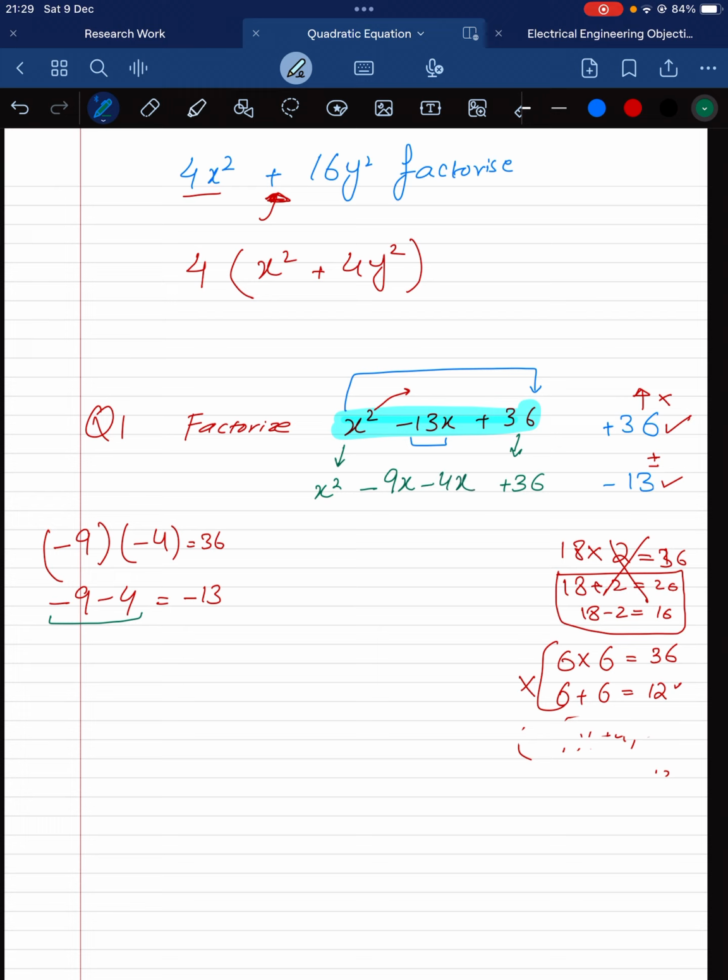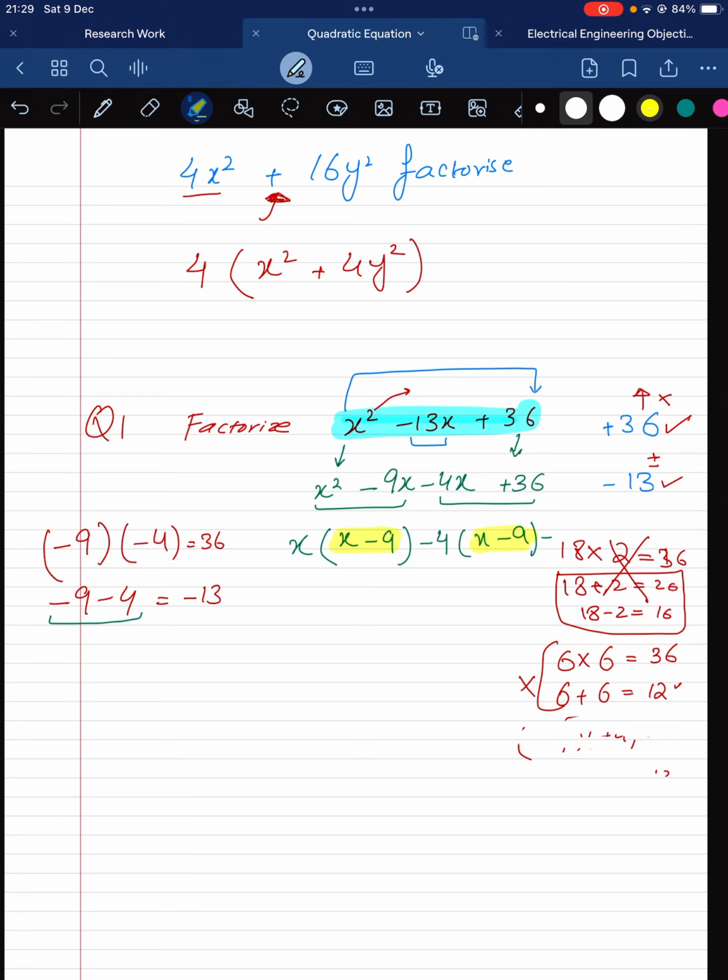Then the second step, you need to take common from the first two terms and from the second two terms. So in the first two terms we have the common x, so x minus 9 inside the bracket. Now in the second two terms we have a common minus 4, so this will give you x minus 9. Okay, so if you have done so far correctly, then these two terms will be same.